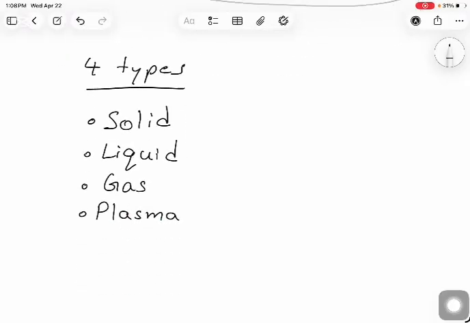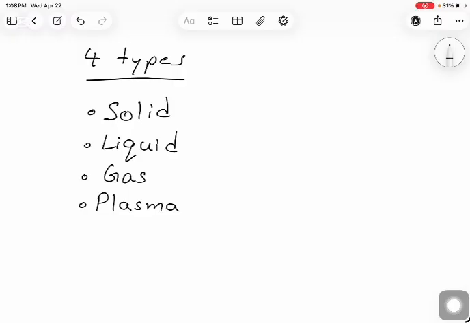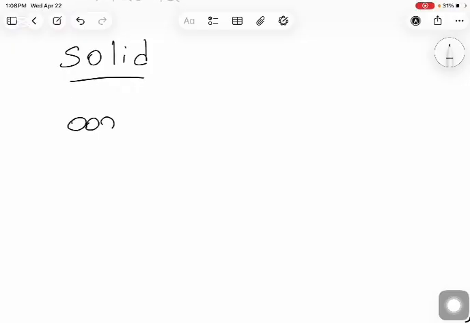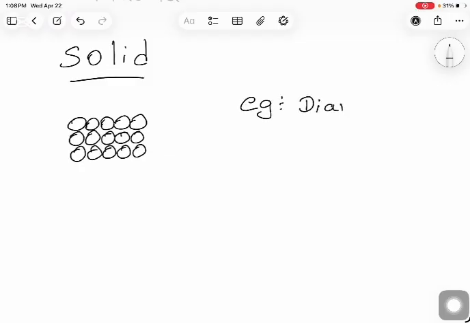So now let's understand what actually happens to the particles in each state. First, let us talk about the solid. Solids are the most common type of matter we can see around us in day-to-day life, such as diamonds, iron, rocks.